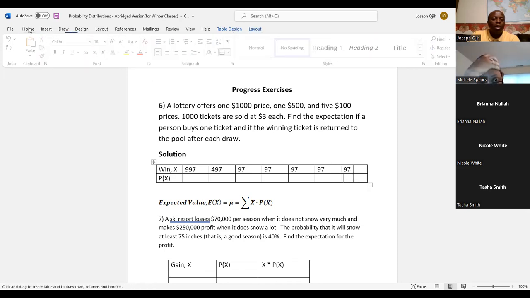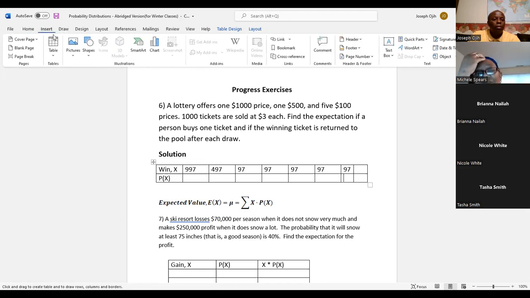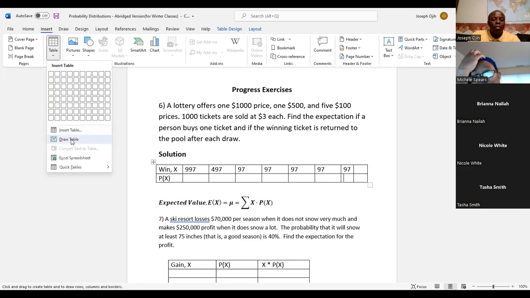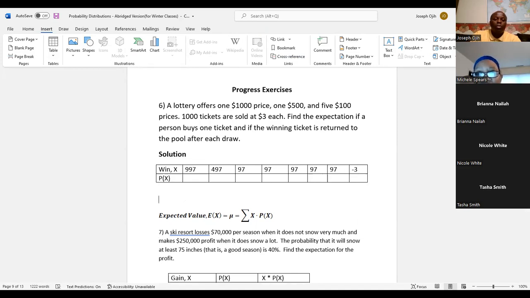If that happens, that means you lose your $3. In that case, it will be negative $3, since you are losing the $3. So now let's look at the probability of each of these. You know that there are prizes to win. How many prizes? 1, 2, 3, 4, 5, 6, 7 prizes.